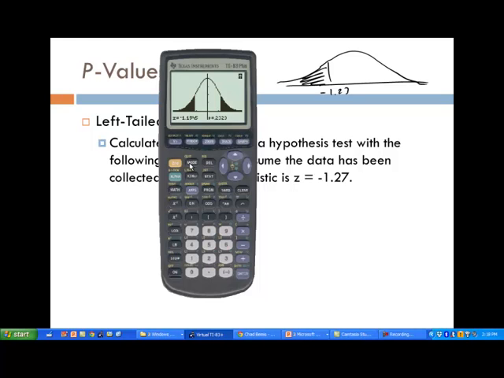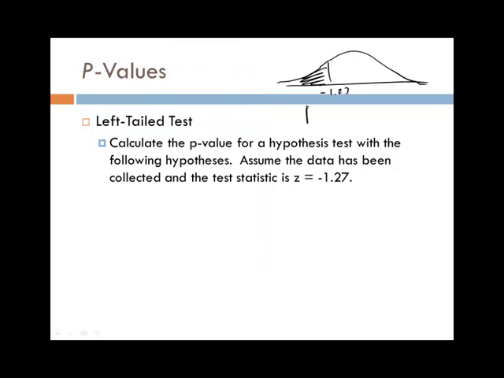Anyway, so we use the normal CDF. We would go to the second distribution menu, normal CDF. As you can see from the picture, we would use a small value of, say, negative 10,000 or negative 1,000, then negative 1.27, then 0 and 1. It's 0 and 1 because we have a standard normal distribution here, right? So there's the p-value, 0.1020. So there is the mean, okay?